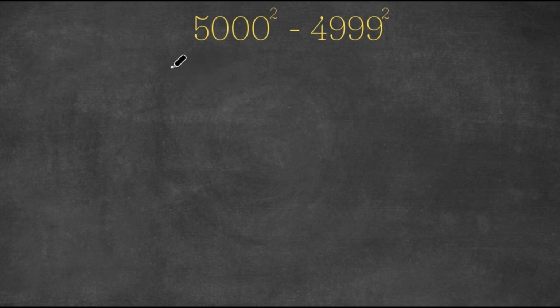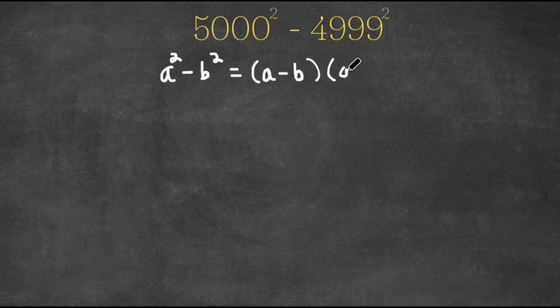And that property is if we have a squared minus b squared, this is equal to a minus b times a plus b. So whenever we have something like a squared minus b squared, this is equal to a minus b times a plus b. And if we do end up multiplying these two, this would equal this.